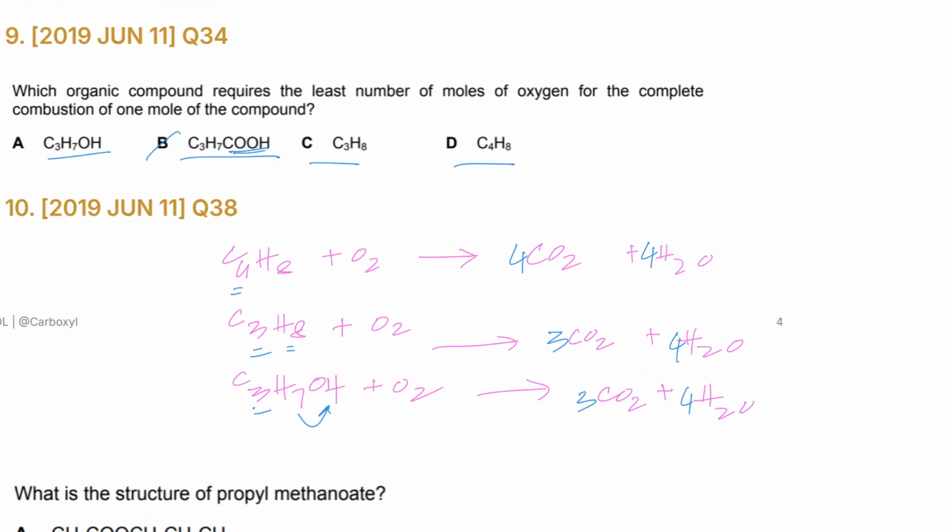Now balance the oxygens. 4 times 2, that's 8, 8 plus 4, that's 12. So you have 12 O's on the right, and you only have 2 on the left. So what should I multiply 2 with to get 12? That's x is equal to 6. So I'm going to get 6 here. That's 3 times 3, that's 6, 6 plus 4, that's 10. So I have 10 O's on the right, and I only have 2 here. So what should I multiply 2 with to get 10? X is equal to 10 over 2, that's 5.